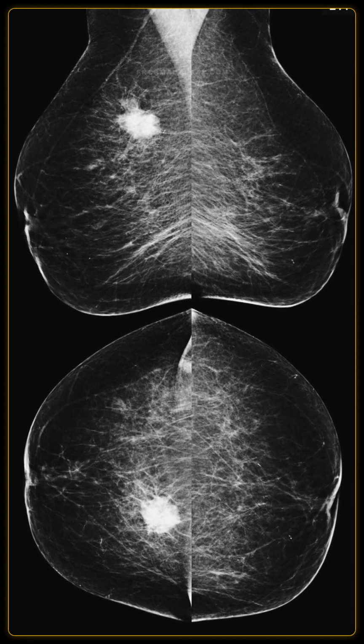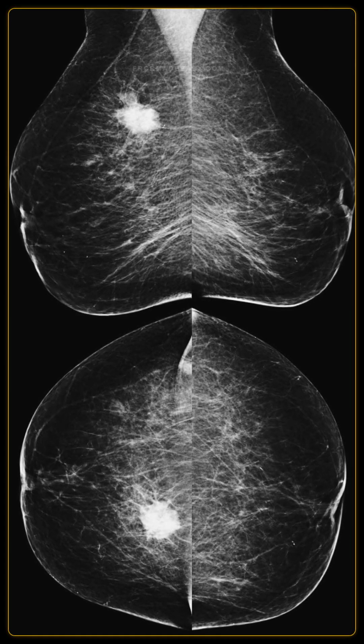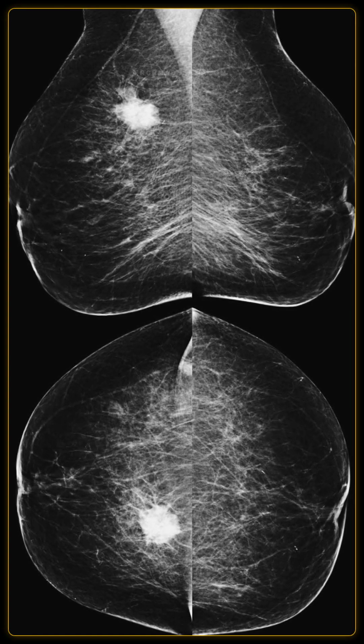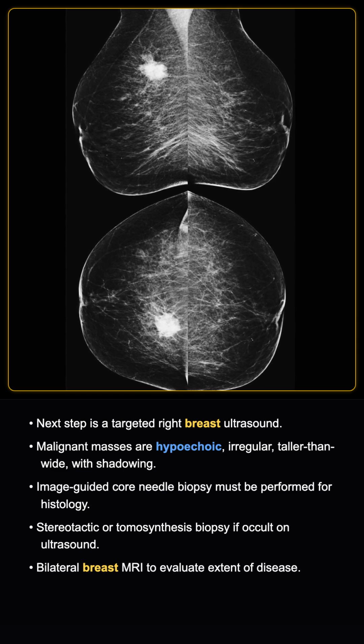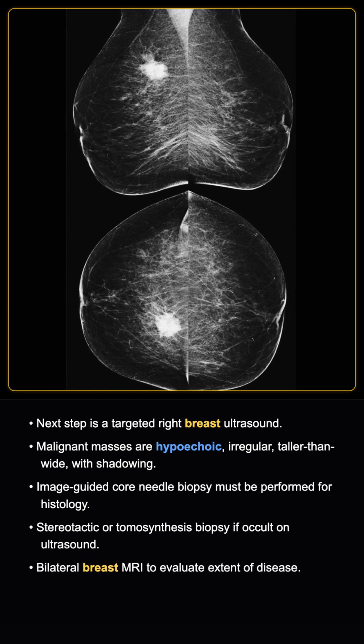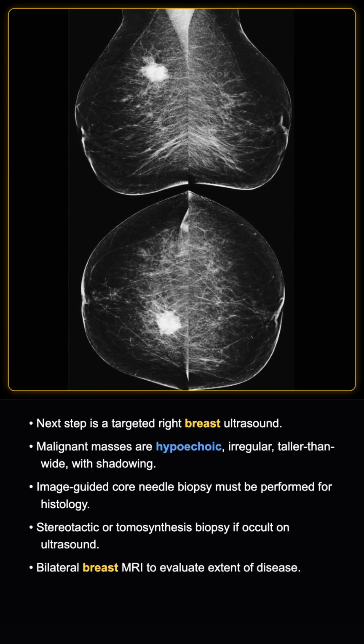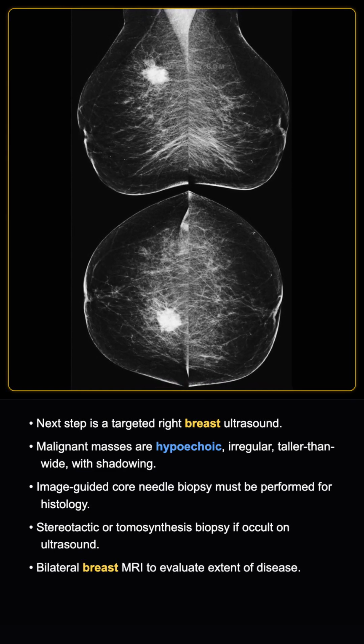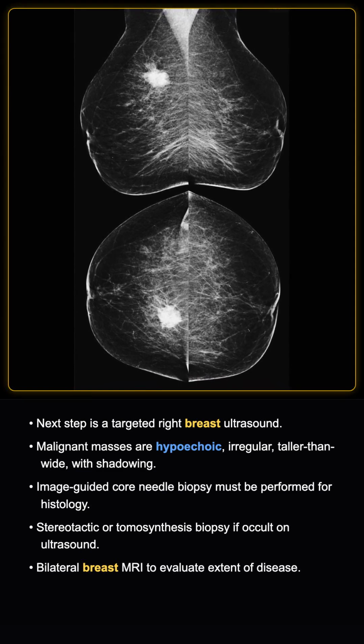Describe the next steps in evaluation and management for this suspicious mammographic mass. The next step in evaluation is a targeted right breast ultrasound to further characterize the mass. On ultrasound, a malignant mass typically appears hypoechoic, irregular, taller than wide, and demonstrates posterior acoustic shadowing.